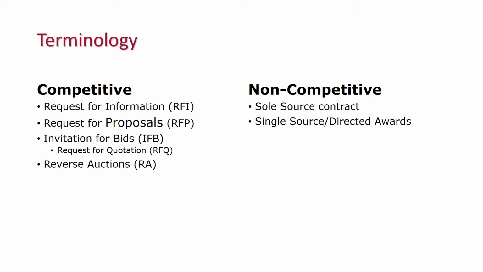Before we begin, there are some terms I'd like everyone to get familiar with, as they will be used throughout this lecture. The first is a request for information, or RFI. Next is request for proposals, or RFP. An invitation for bids, or IFB, which may sometimes be referred to as request for quotation, or RFQ. There is another emerging method called reverse auctions, but for today's lecture, we will not cover it. We will also discuss sole source contracts, as well as single source or directed awards.